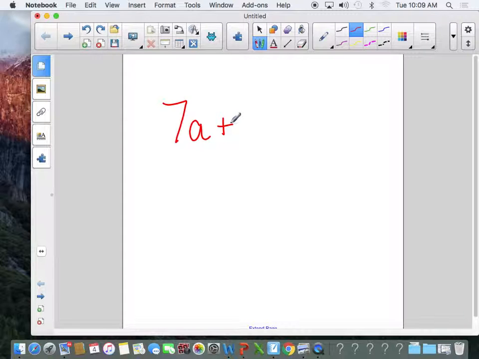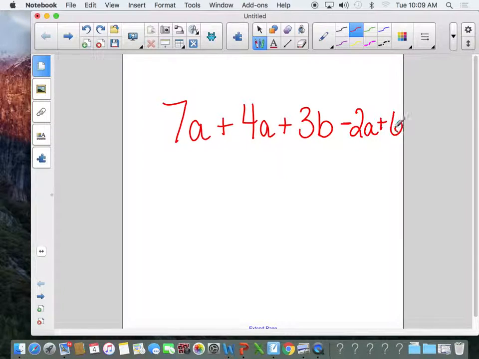Plus 4A. Plus 3B minus 2A plus 6. 7A plus 4A plus 3B minus 2A plus 6. Just a regular pencil. And if you wanted to label this, it's simplifying expressions again.